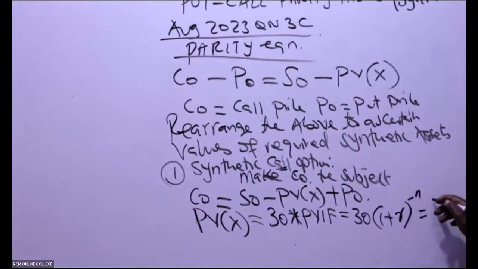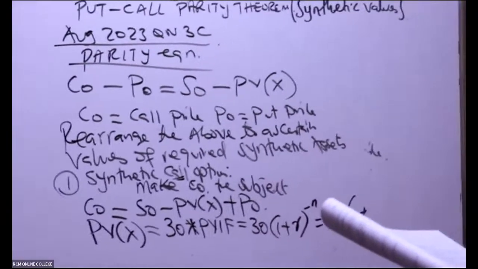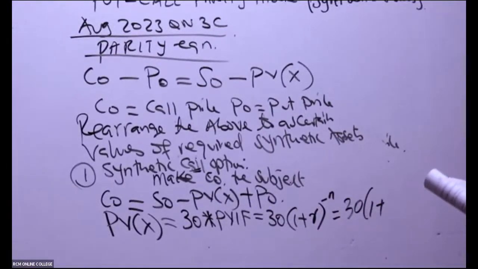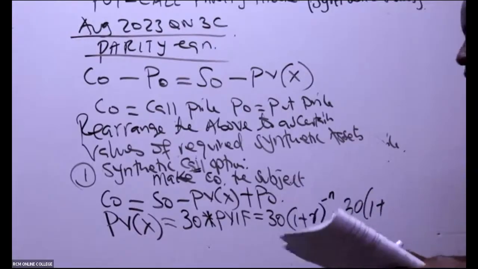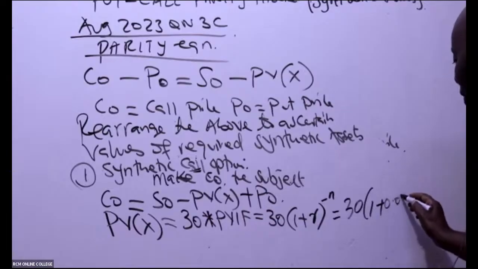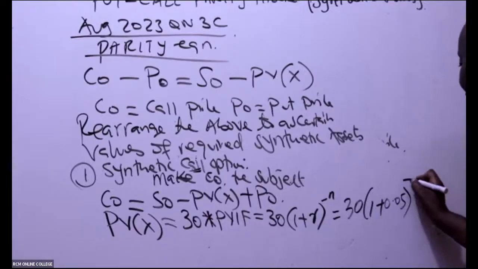So then this one here will be 30 into 1 plus R. The R in this case here will be the risk-free rate. Are you able to see the risk-free rate in this question? 5%. So 0.05, and so many students mess up here.